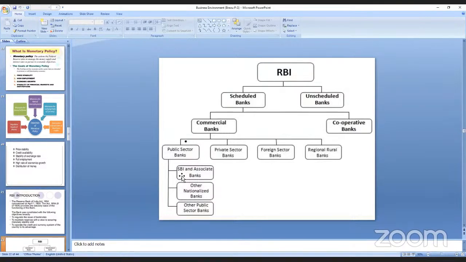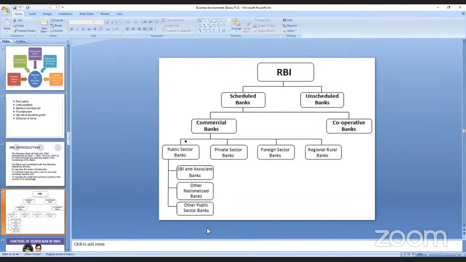SBI and the associate banks also come under the public sector. Other nationalized banks and other public sector banks come under the public sector banks. Now private sector banks, we have a number of banks. So these are the three types of banks that come under the commercial banks.